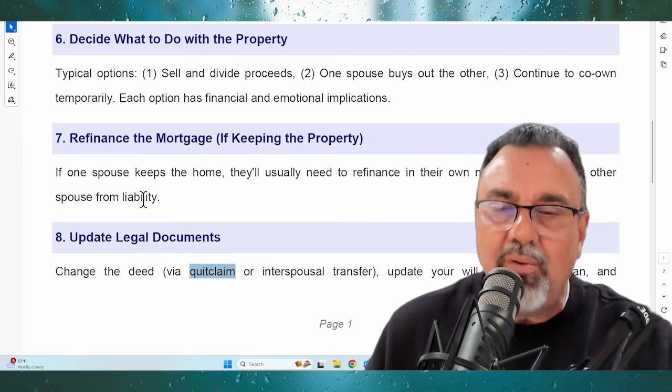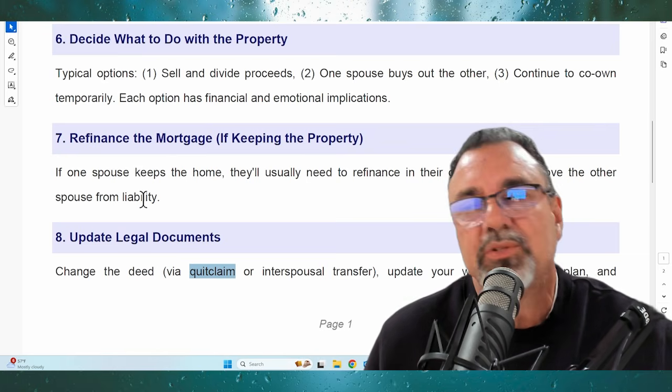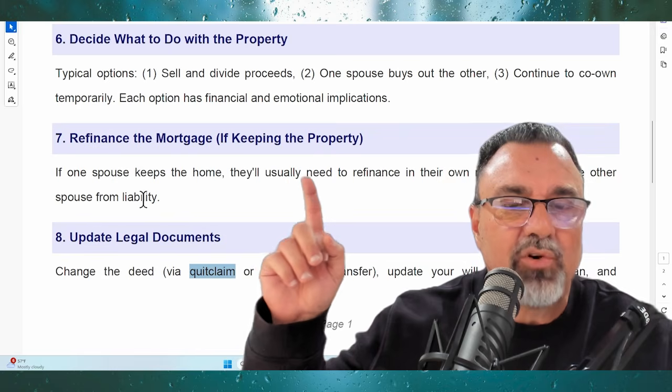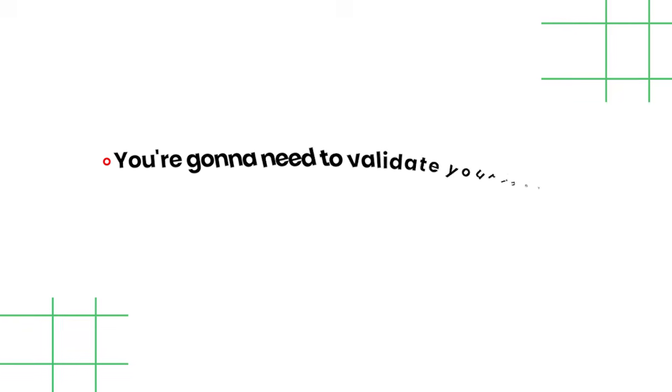Well, what if you don't have a government-sponsored loan, or what if you don't qualify for one of those programs? Well, great question. You're then going to have to refinance. The refinance process is going to be this: you're going to need to validate your income.